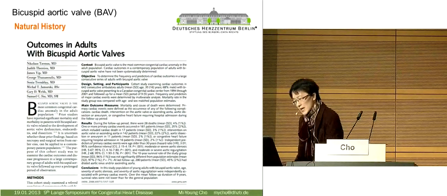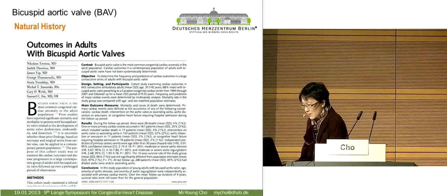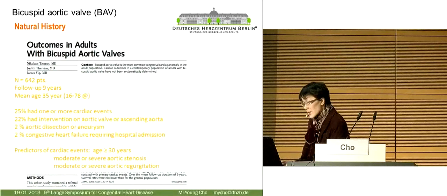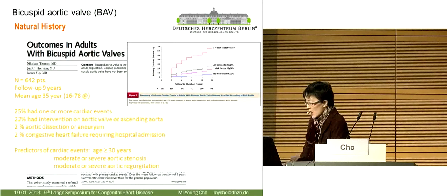Another big cohort study was done by Semos, who followed nearly 650 patients for nearly 10 years. 25% had one or more cardiac events. Predictors for these cardiac events were age above 30, and moderate or severe aortic stenosis or regurgitation. And if you had more than one risk factor, the risk for a primary cardiac event increased very high.